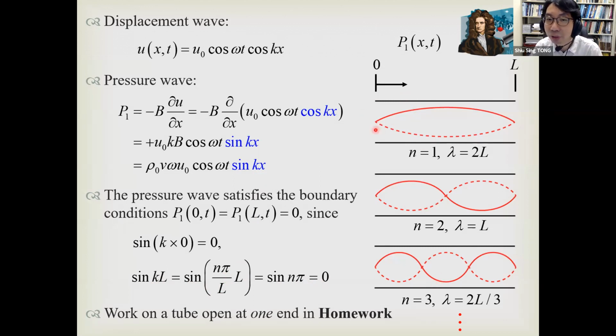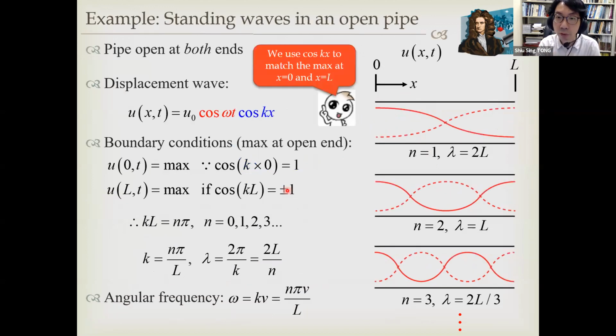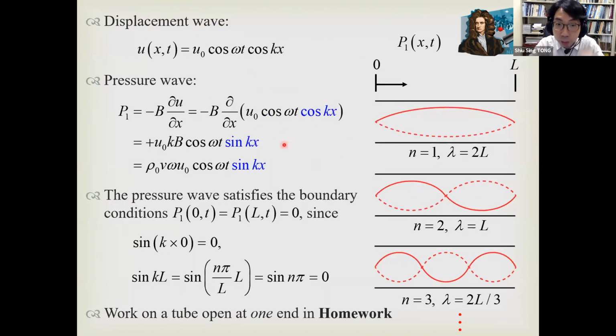So for the pressure wave, there are nodes at both ends. For the displacement wave, the molecules are at maximum on both ends, so I have a cosine function here. But for the pressure wave, the disturbance is 0 at both ends, so I get the sine function, sine Kx, for the spatial dependence.